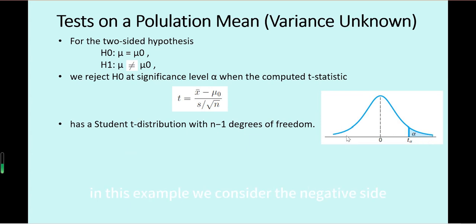In this example, we consider the negative side. So if we find the critical test statistic t less than the critical value here, although this is symmetrical, so t alpha here is minus t alpha, right? So if we find the t-test statistic lower than minus t alpha, because we want to test if it is less than the mu value. So if in this area, then we will say the test is significant and will reject the null hypothesis.